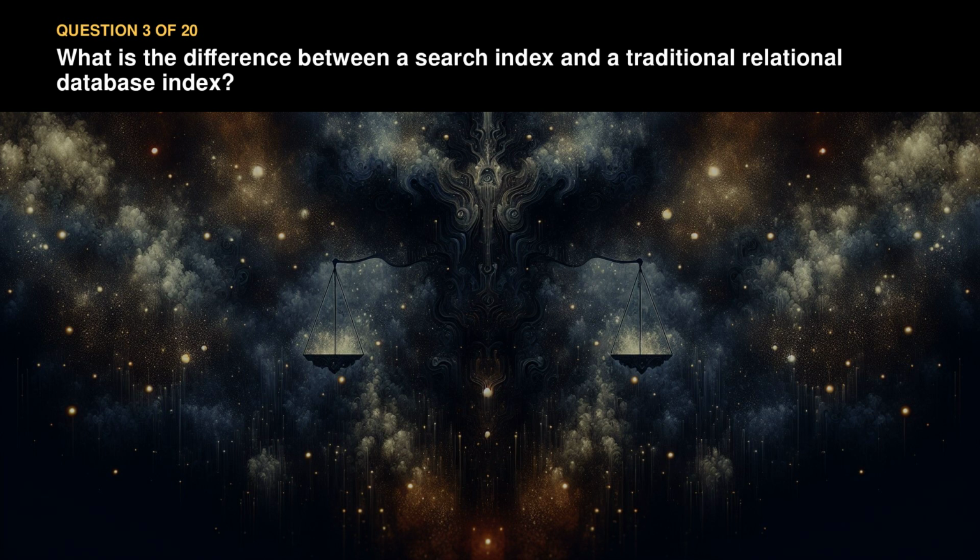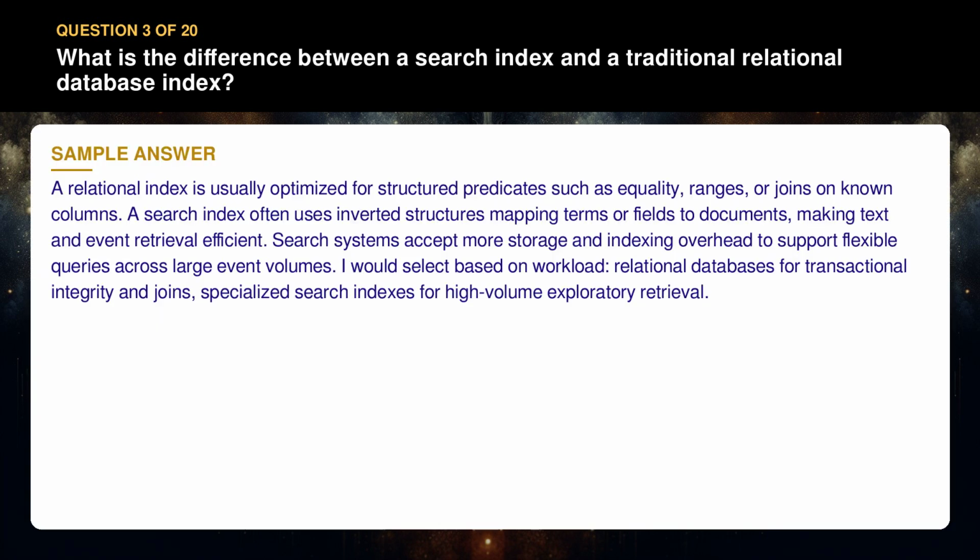Question 3. What is the difference between a search index and a traditional relational database index? A relational index is usually optimized for structured predicates such as equality, ranges, or joins on known columns. A search index often uses inverted structures mapping terms or fields to documents, making text and event retrieval efficient. Search systems accept more storage and indexing overhead to support flexible queries across large event volumes.